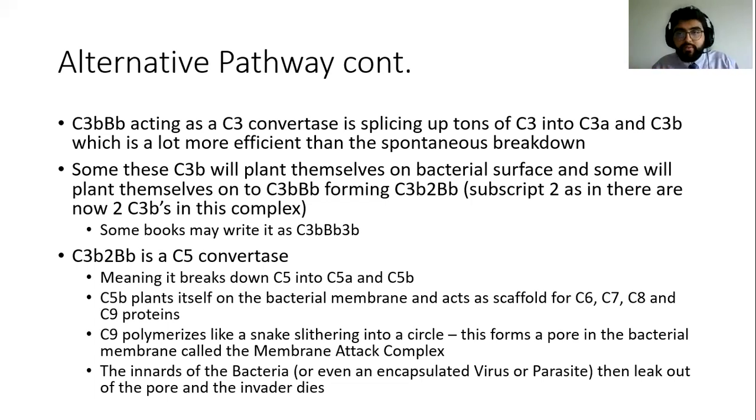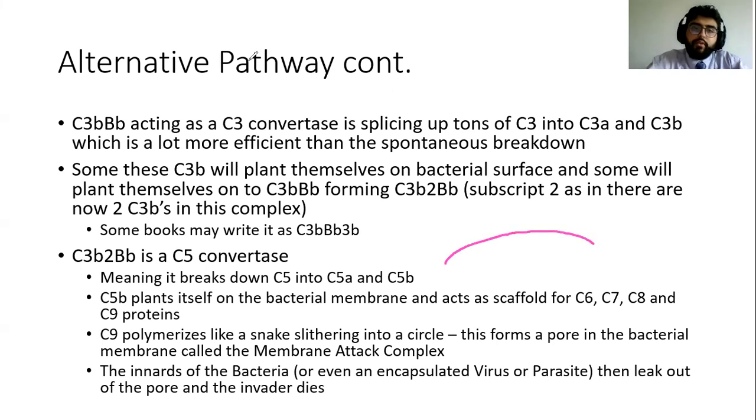So B is for build. That's the way I tend to remember it. There is an exception later on, but I don't want to talk about it now. So usually the B fragment is the part that builds the complex on the surface. C5b builds itself into the membrane. Okay. So if we can get that straight, let's just say we have a bacterial membrane here. Okay.